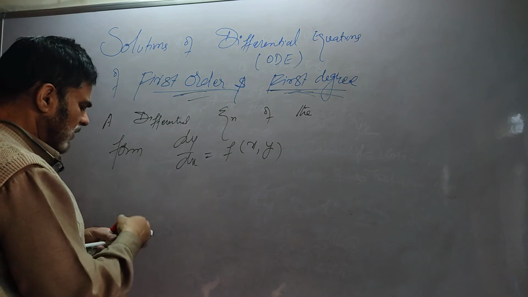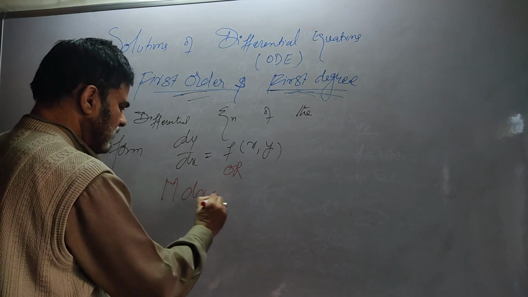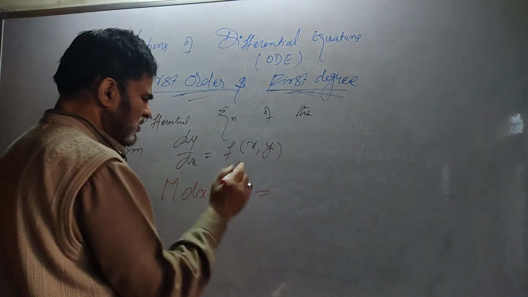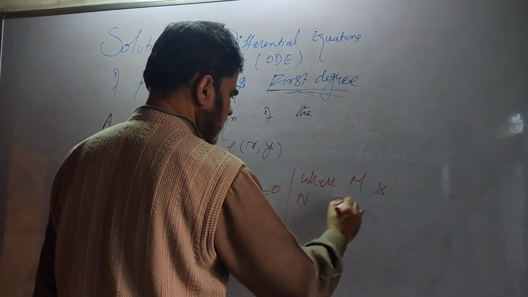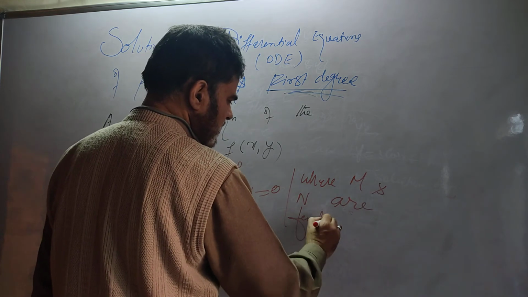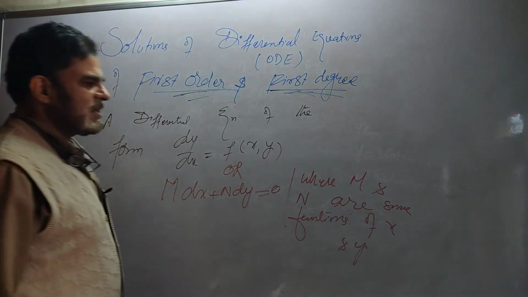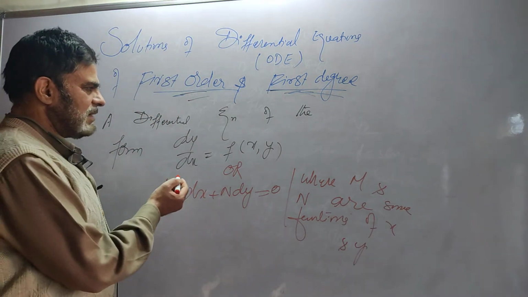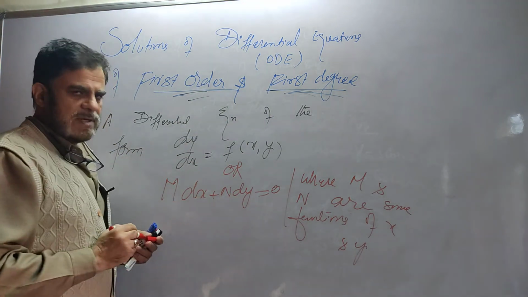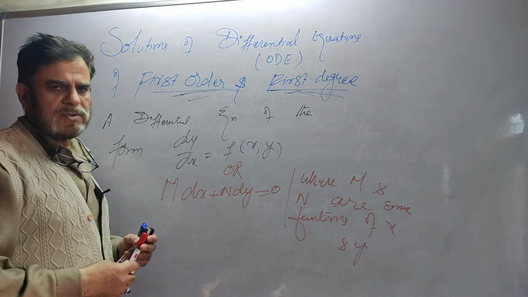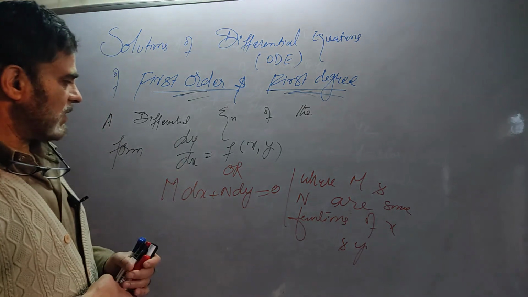Or you may have this form, or sometimes you write M dx plus N dy is equal to c or 0, where capital M and capital N are some functions of x and y. We can write the differential equation of first order and first degree either of this form, or it is M dx plus N dy. You will come across the M dx plus N dy form in future. So I wrote here it is also a first order and first degree differential equation. We can say it in this way also.